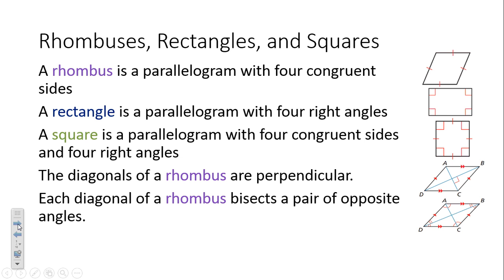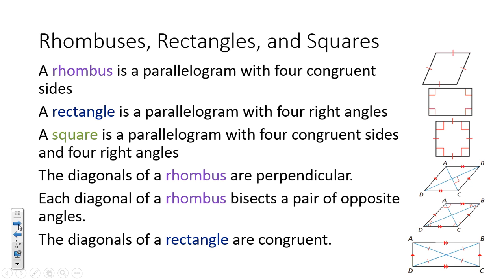And finally, our last one has a parallelogram. Notice the tick marks in this parallelogram on the diagonals. We have single tick marks here, so this is a rectangle. The diagonals of a rectangle are congruent.